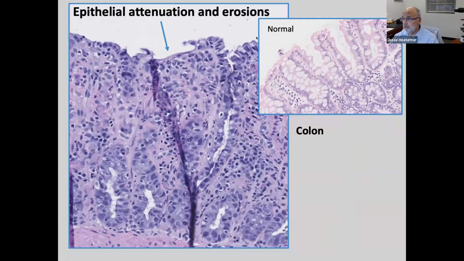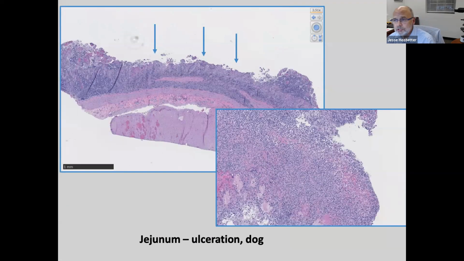This is colon, and here we see some of those same changes comparing the enterocytes from the normal colon to the inflamed colon, these low cuboidal epithelium. But here we have an erosion where we've completely lost the epithelium over the surface of the colon. And then to take it to the most extreme, we have full ulceration.